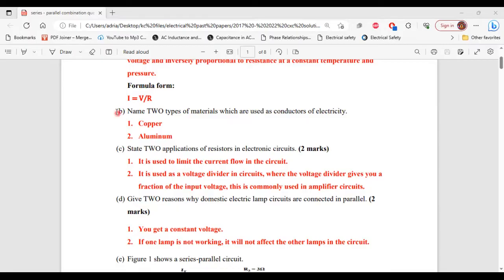For part B, it says, name two types of materials which are used as conductors of electricity. The two materials are copper and aluminum. All right, so that's it for part B.